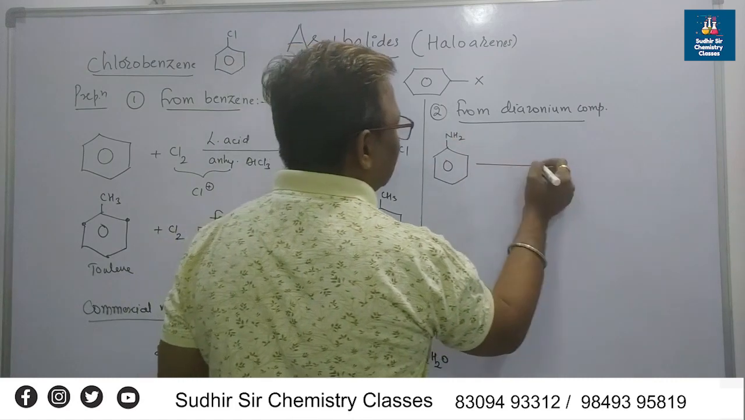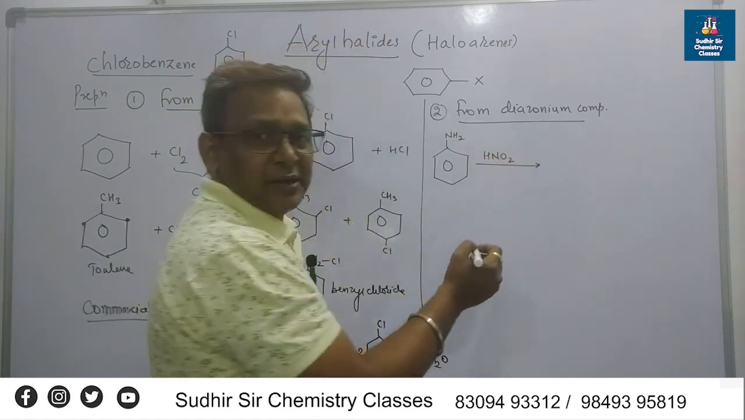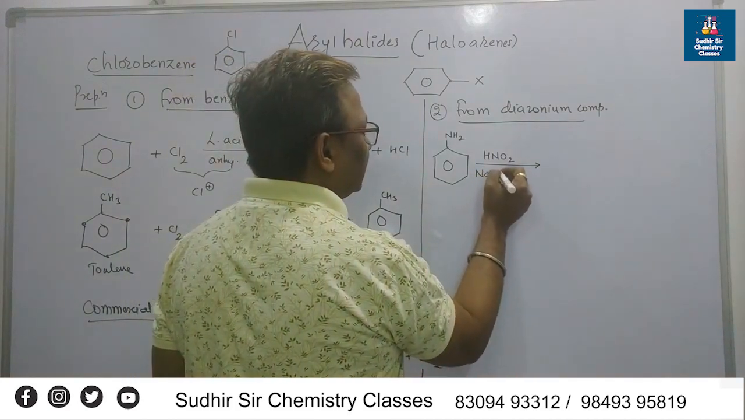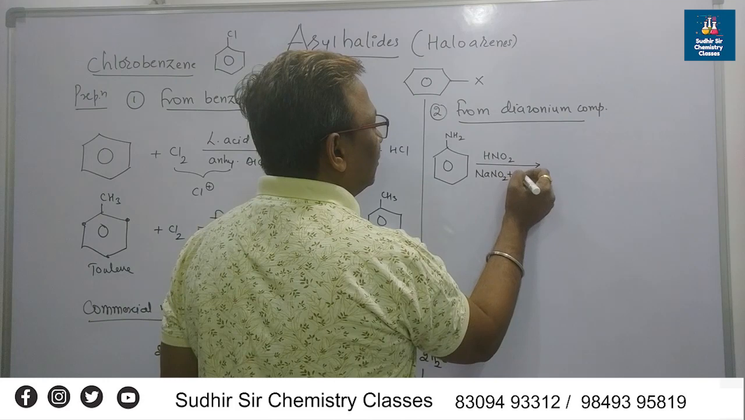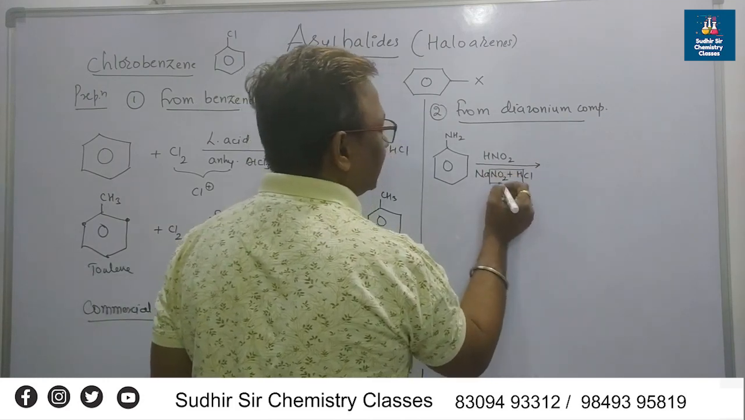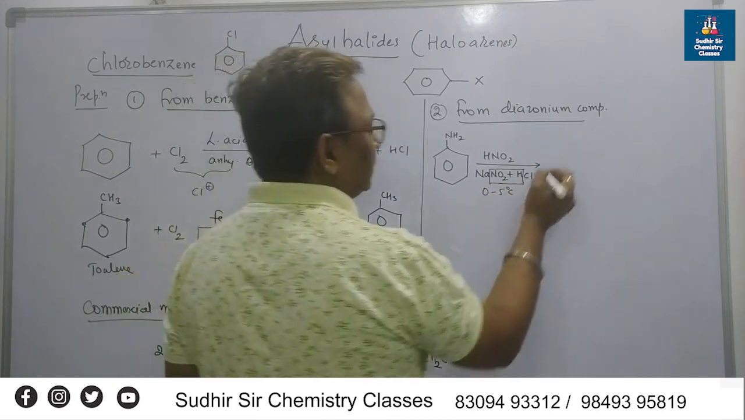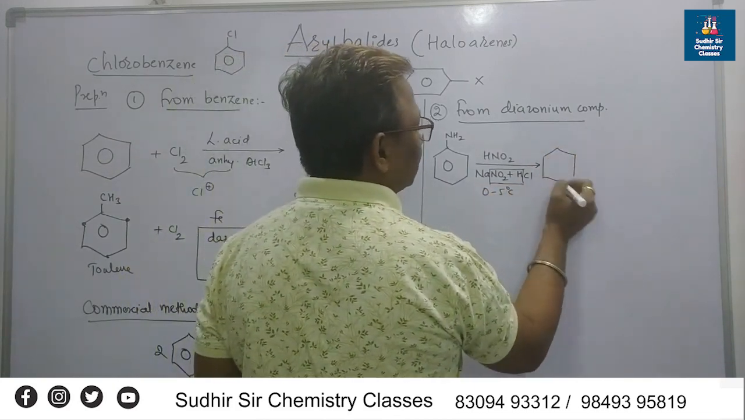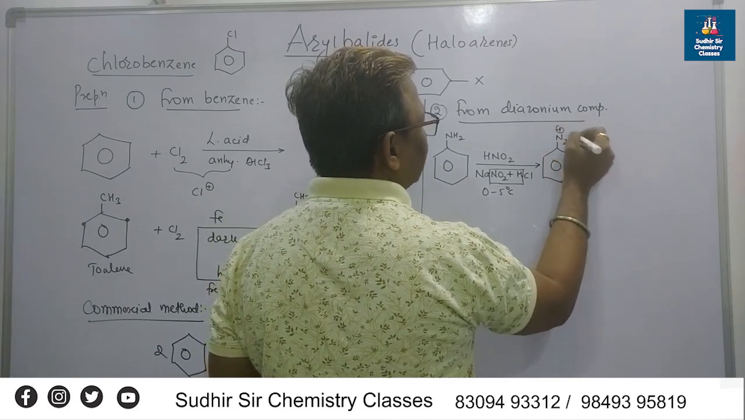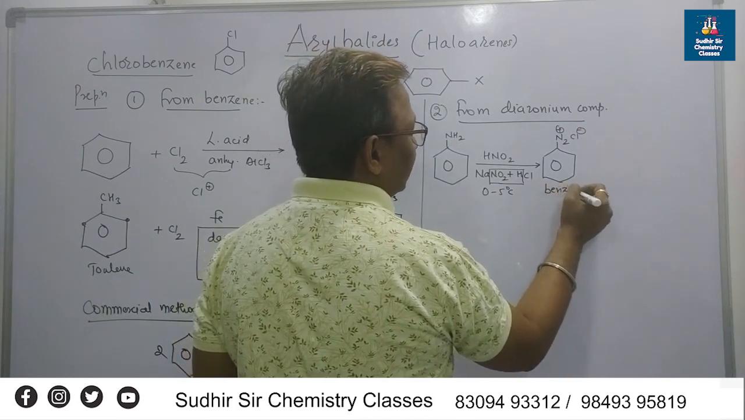But aniline is treated with nitrous acid. The nitrous acid should be freshly prepared. If it is not available, we can prepare it. How? By reacting NaNO2 with HCl. You can see H from here, NO2 from here. They combine at 0 to 5 degrees centigrade, and it will convert this aniline into a diazonium salt. Benzene ring bearing N2 plus Cl minus.